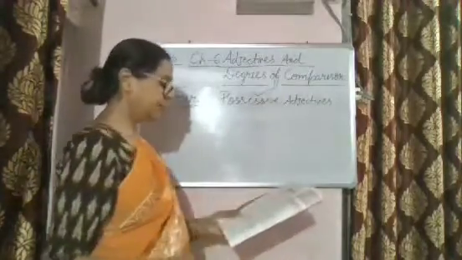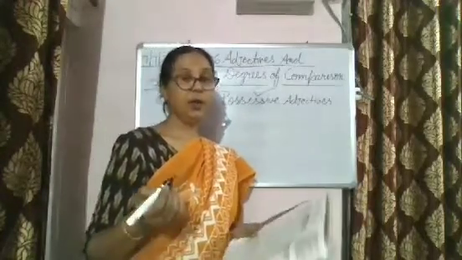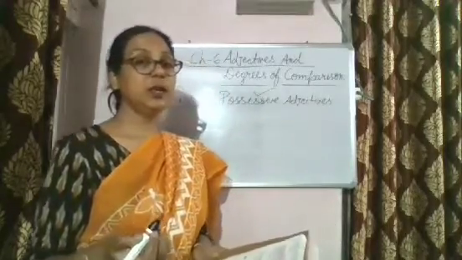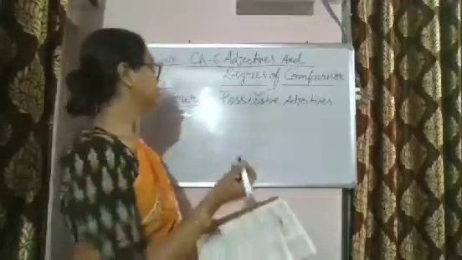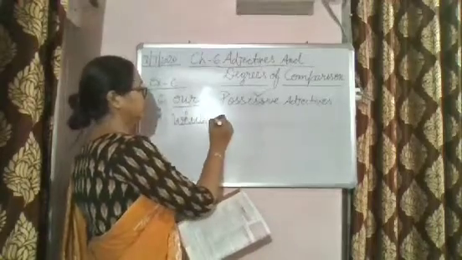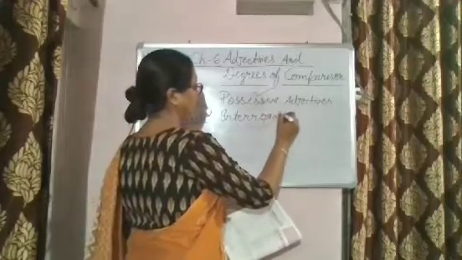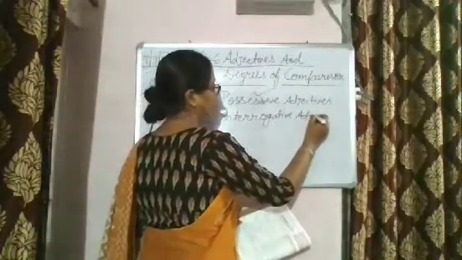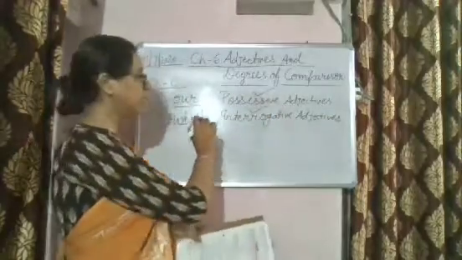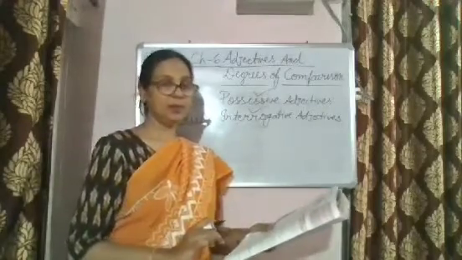Seventh is, which girl is going to play the role of Cinderella? Now here you can see which. It is asking question. Which is interrogative adjectives. We have to put a tick on the interrogative adjectives. Now let's move to the eighth number exercise.